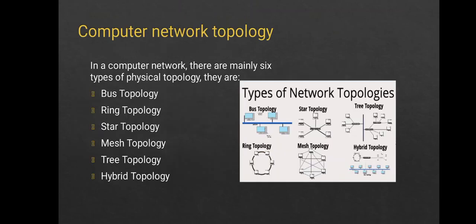Computer network topology. In a computer network, there are mainly six types of physical topology. They are bus topology, ring topology, star topology, mesh topology, tree topology, and hybrid topology.